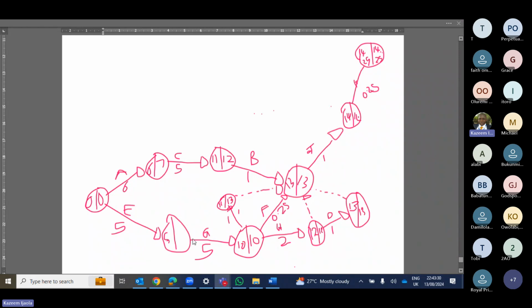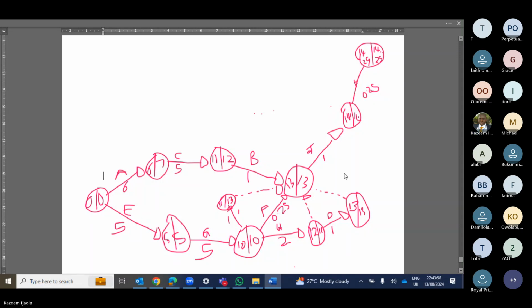So where are we now? 10 minus 5, 5. So here we have 5 minus 5, 0. 7 minus 6, 1. We pick the lower one, which is 0. So we are done with this. At least one of the activities must go back to 0 at the origin. That's the rule. One of the activities must go back to 0. So we are done. Sorry, Kazim, for bringing it back.